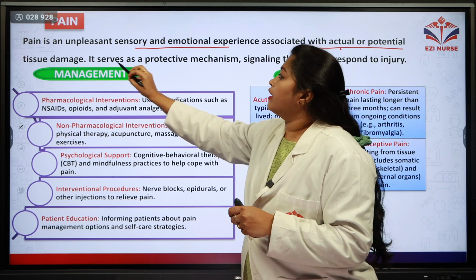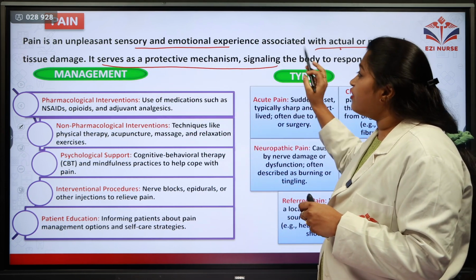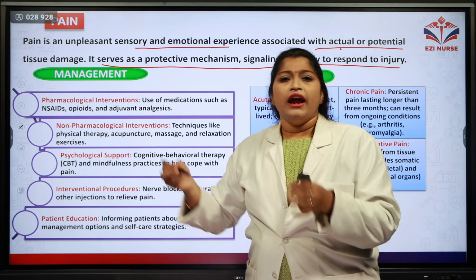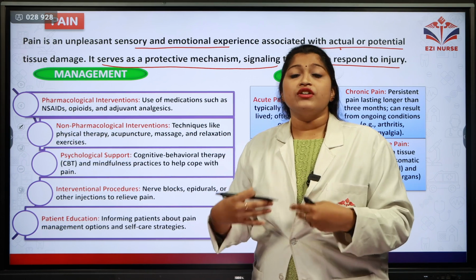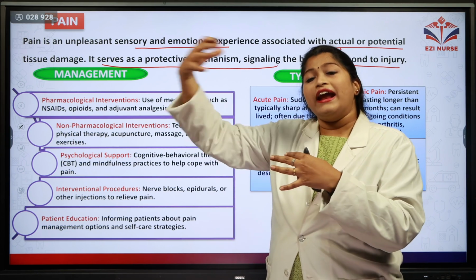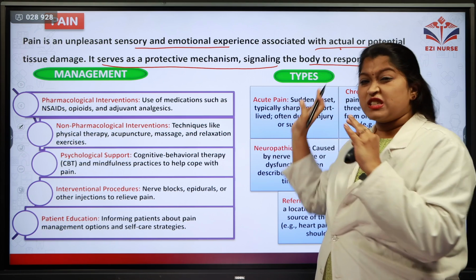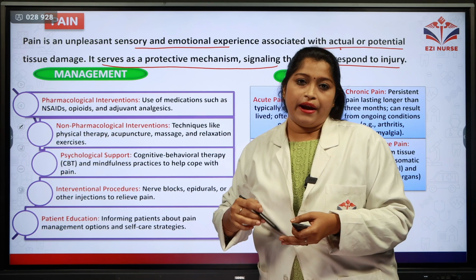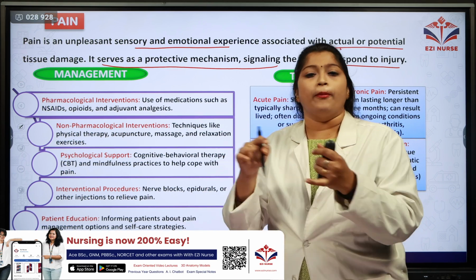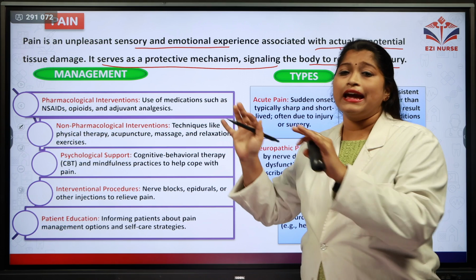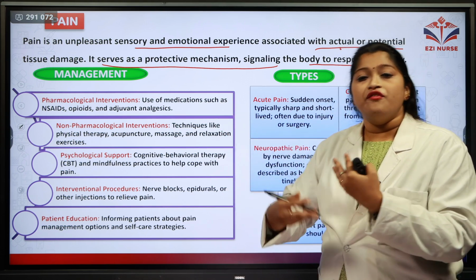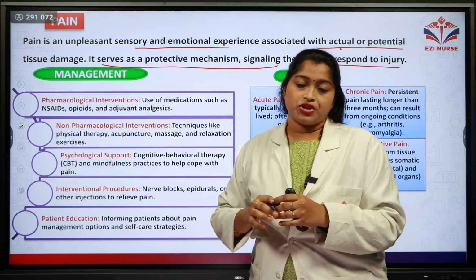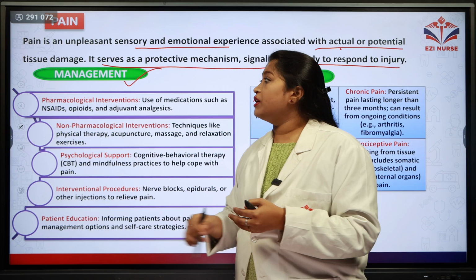You can see it serves a protective mechanism. It is signaling the body to respond to the injury. Due to any injury, it signals our body, and our body responds to that. Due to this injury, you are having the pain. So this is the simple definition for pain: it's an unpleasant sensory as well as emotional experience which is usually associated with actual or potential tissue damage. So let's see the different management for pain.